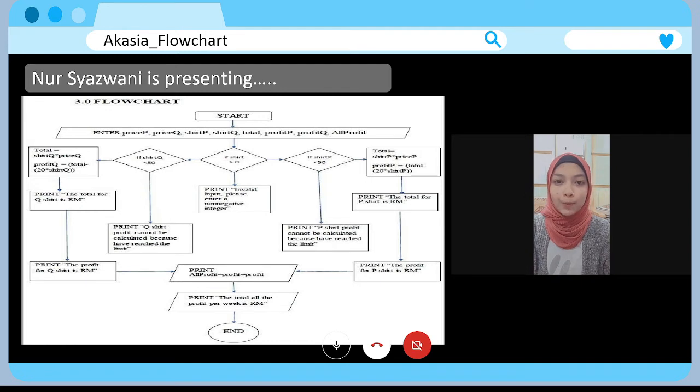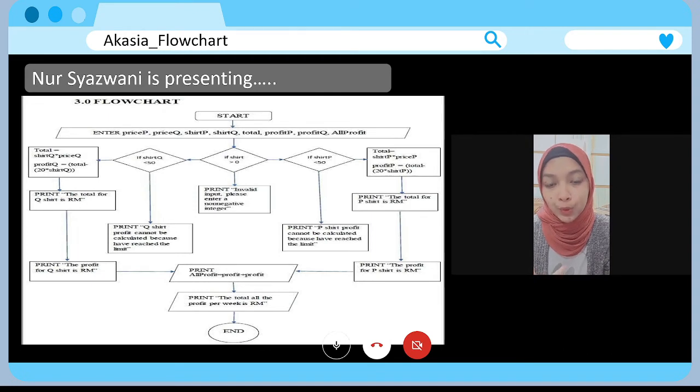Okay, for my part, I will present about our flowchart. To start our flowchart, we will start with enter all the variables that we use in our coding, such as price P, price Q, shirt P, shirt Q, total, profit P, profit Q, and all profits. After that, we will go down for the coding if shirt is greater than 0. Before that, in our coding, we will have two types of shirt, which is shirt P and shirt Q.